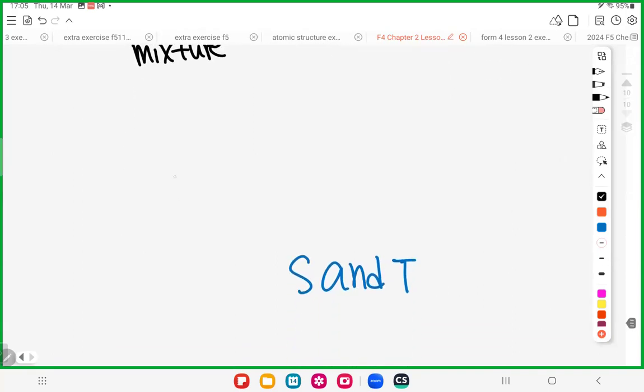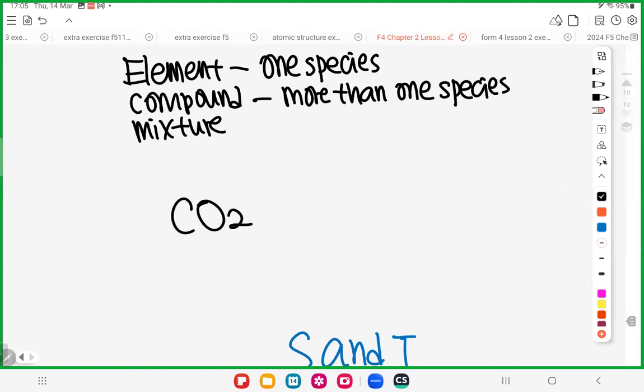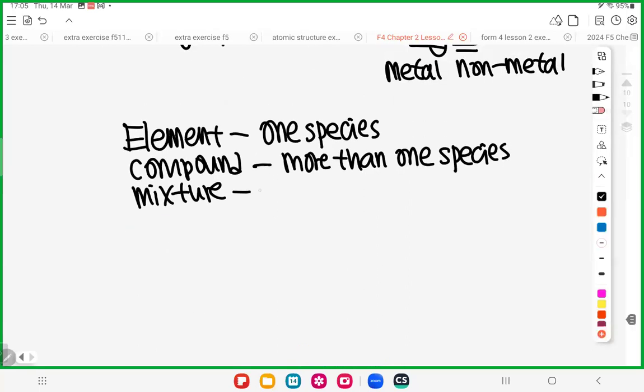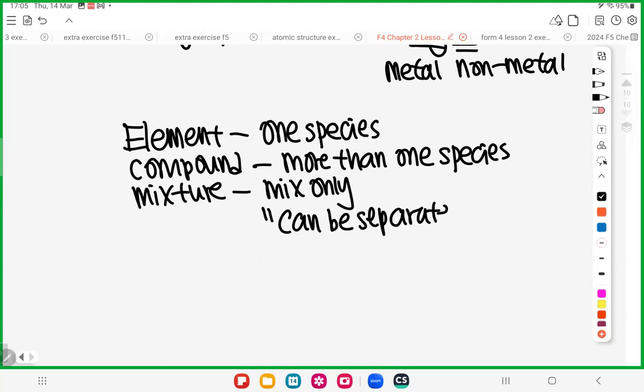For example, carbon dioxide is a compound. Carbon is one species and oxygen is another species, so we have 2 species, and it is a compound. What is a mixture? Mixture means they only mix together. They don't combine and form something new. And a mixture can be separated very easily. That's what we learned.